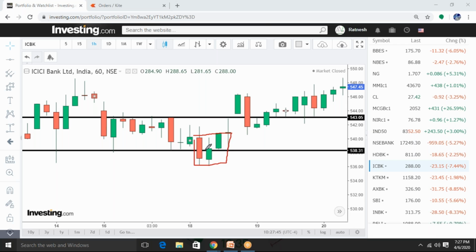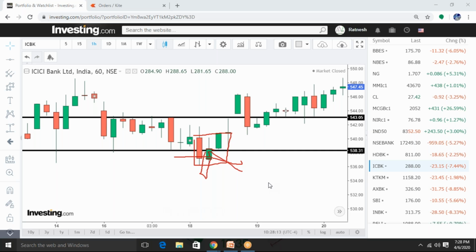Yes. This is not a morning star because clearly this candle should open in the downtrend, meaning a gap down opening should happen. Clearly, the opening of this candle is right at this level. This is not a gap down opening. And the closing of this candle should be below this candle.